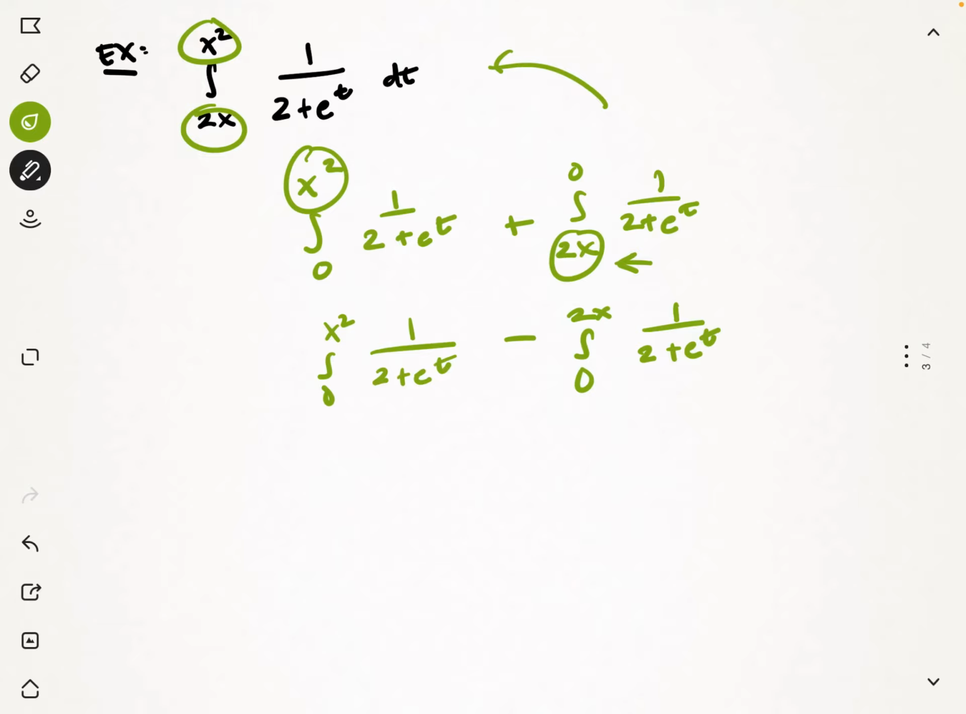Okay, and then now we can find the derivative with respect to x of this whole thing. So we're going to skip steps here, right? So we know that this is going to be 1 over 2 plus e to the, we're replacing the t with the x squared, sorry, because we're going to x squared. And we just need to remember to chain that x squared, so we have 2x.